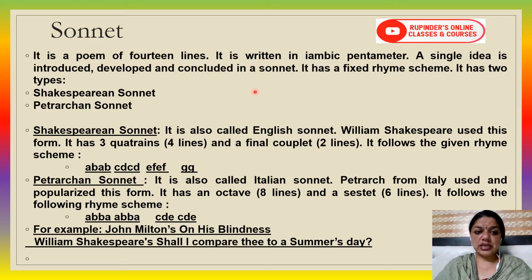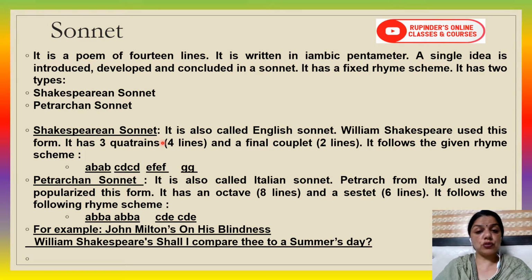It has 2 types. So there are 2 types of sonnets, though there can be a number of versions of any particular genre of literature. So we are going to focus on these 2 prominent ones, Shakespearean sonnet and Petrarchan sonnet, though there is Spenserian sonnet as well, but I would only discuss these 2 here. So first is Shakespearean sonnet.